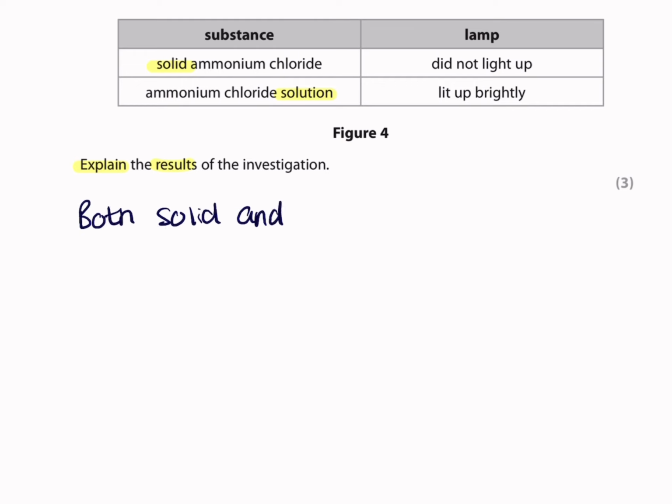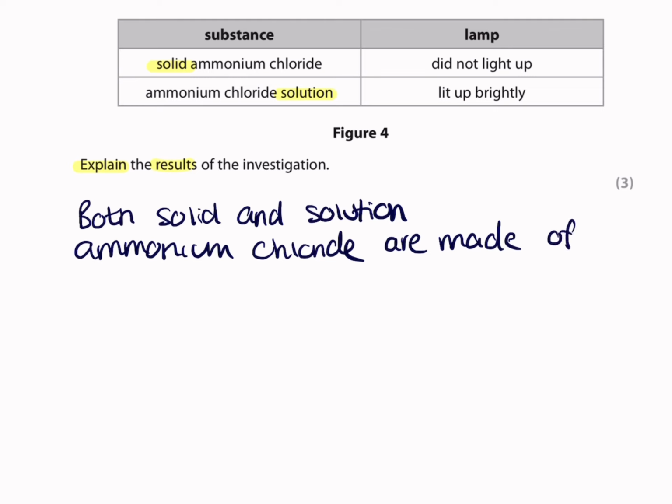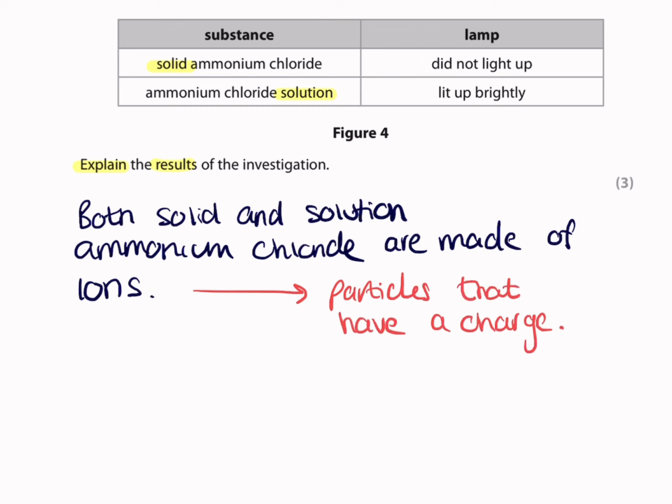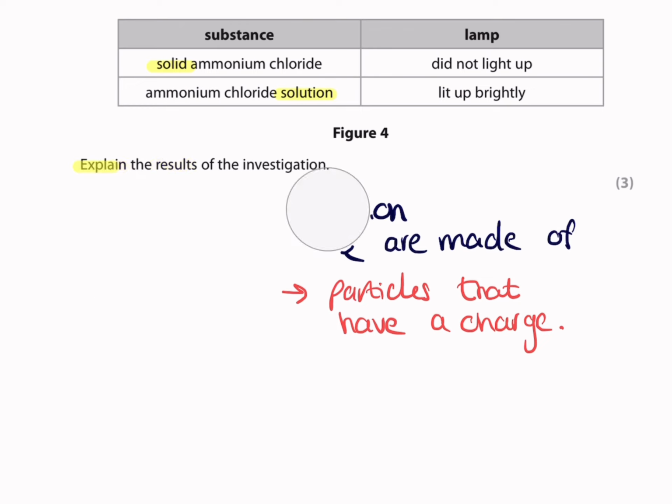Just to add a little bit more, in writing form rather than diagrams, both solid and a solution of ammonium chloride are made up of ions. And then hopefully you can remember that ions are anything that has a charge, so it can be a positive or negative charge. Both of them are ions. 3+, 2+, 1-, they're all ions if they've got a charge.